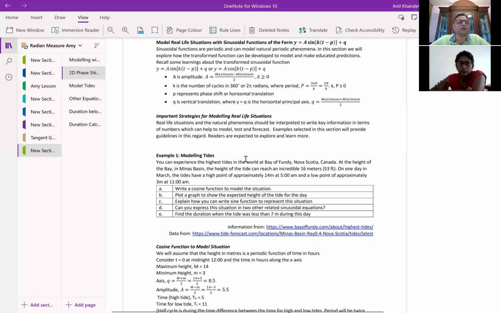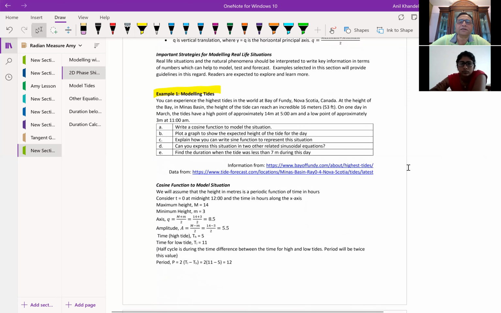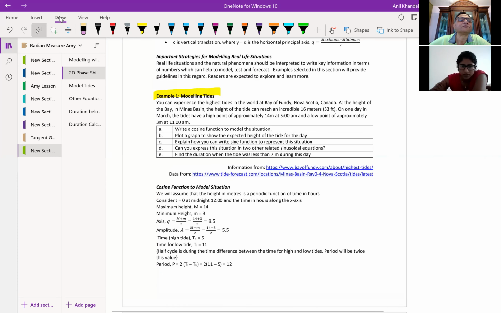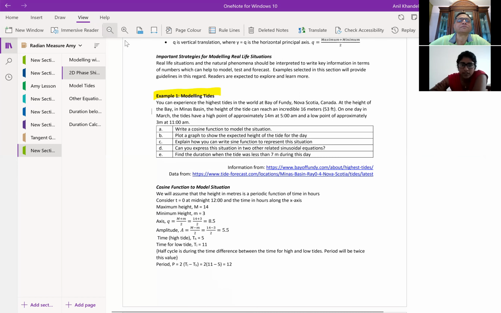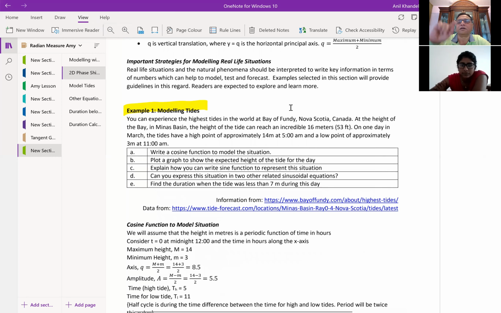Okay, the question which we are really interested in answering today is, let me just highlight it. Example 1, modeling tides. Now, can you read this or is it too small? Oh no, I can read it. So you can experience the highest tides in the world. Okay, now I think it's very clear.